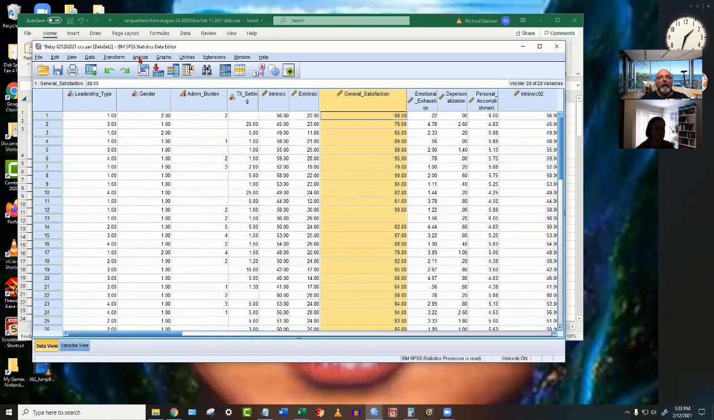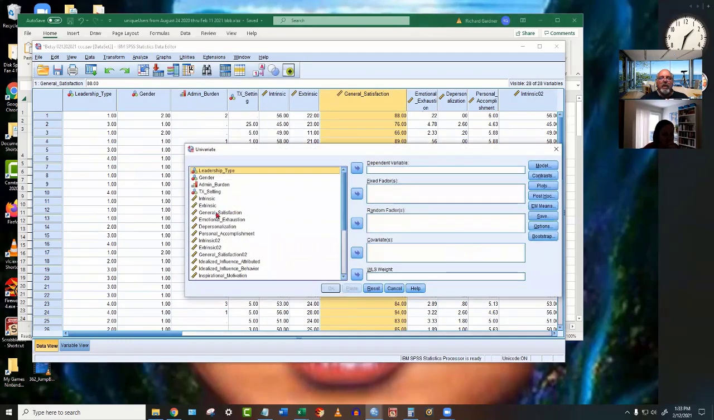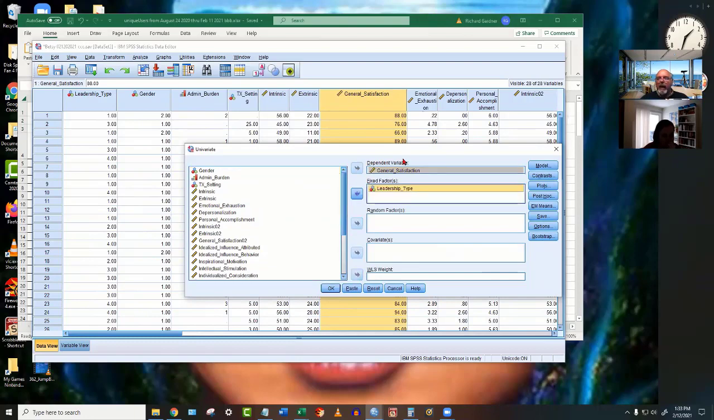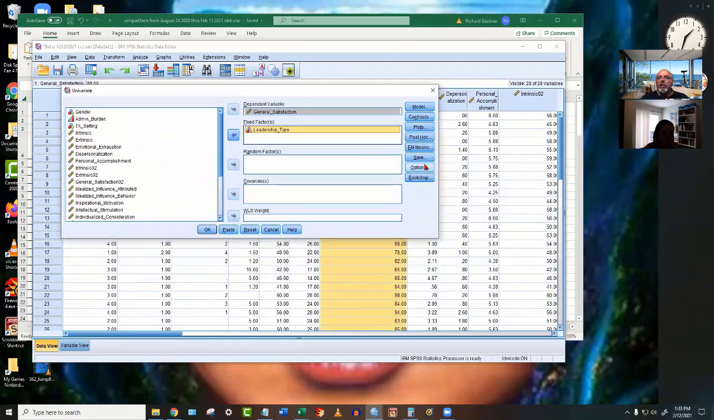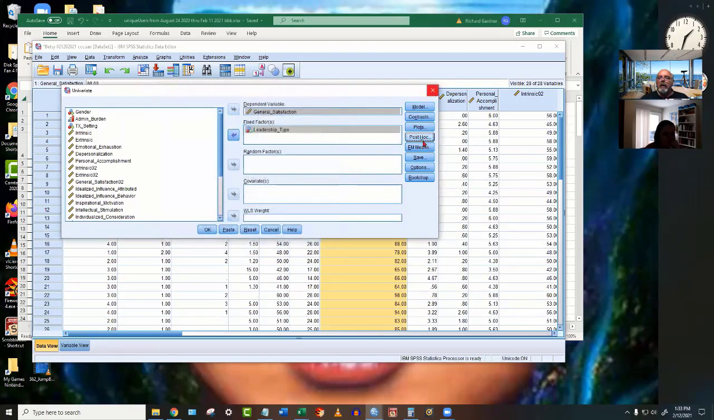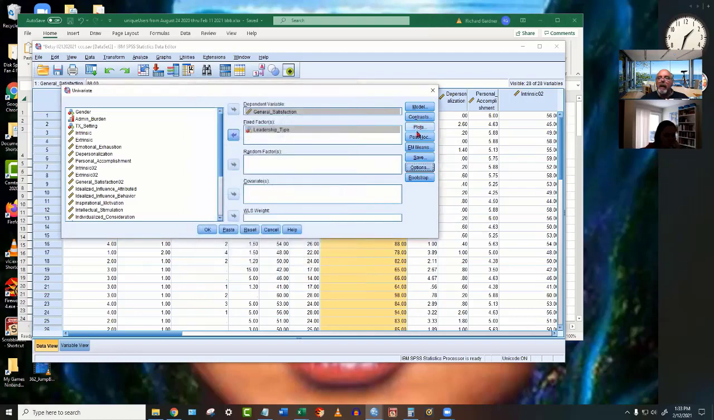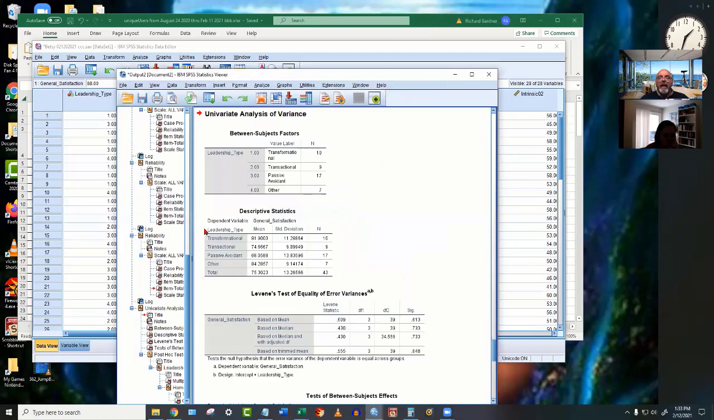This is an ANOVA. Okay. Analyze, general linear model, univariate. So we're going to stick in general satisfaction as the DV, and leadership styles is the fixed factor, which means grouping IV. Okay. And then we're going to go to, let's do post-hoc. And we don't care about that. And options. We want descriptives, effect size, power, and homogeneity variance test. And that's about it. Remind me, if we're going to run an ANOVA, we should check the normality of the DV here in a second.